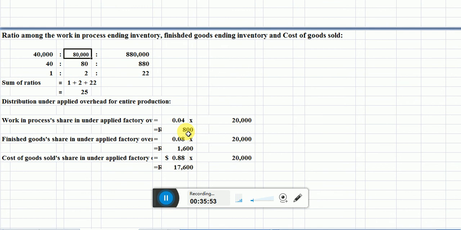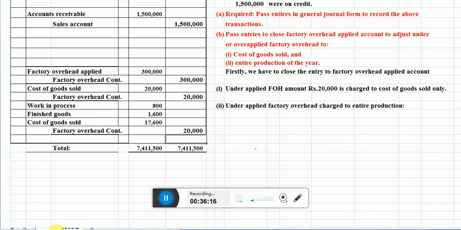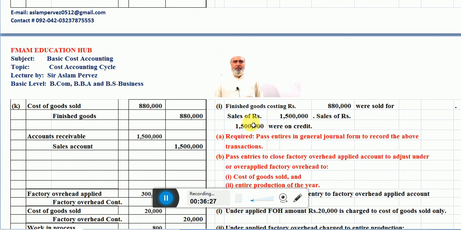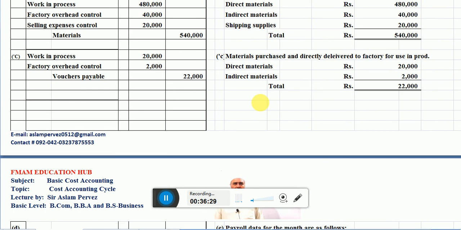800 rupees is the work in process amount, finished goods share in underapplied factory overhead is 1,600 rupees, cost of goods sold share in underapplied factory overhead is 17,600 rupees here. These are the costs charged against the entire production to factory overhead control here. Now students, this is our final entry. Students, we have completed all the transactions which are given in the problem. I think you understand this problem clearly.